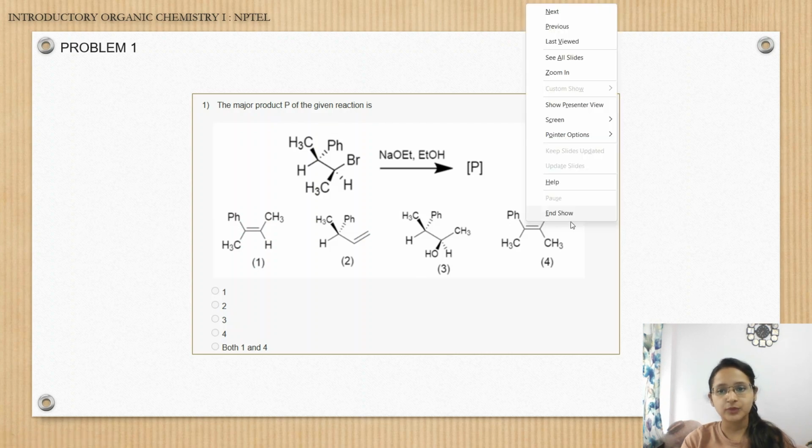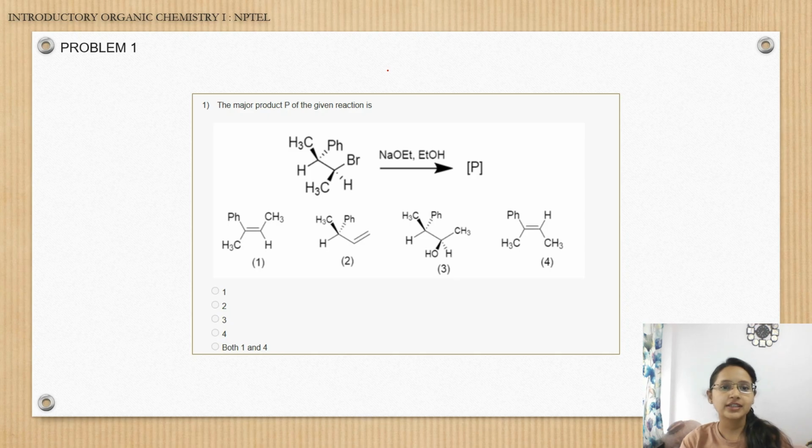In problem number 1, the question is: the major product P of the given reaction is. You have to identify the product P which will be generated after the reaction of sodium ethoxide in ethanol with this particular moiety. First of all, you have to understand what kind of reaction is operative here. Is it a substitution reaction or an elimination reaction?